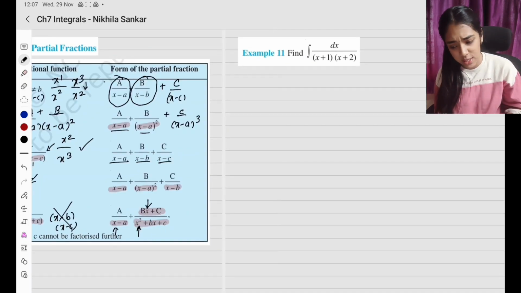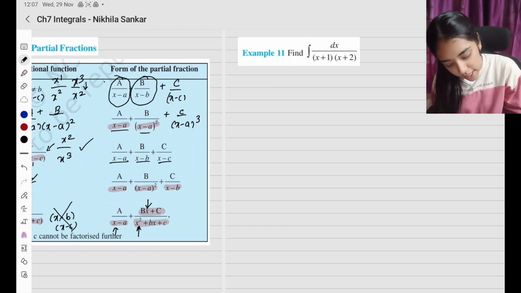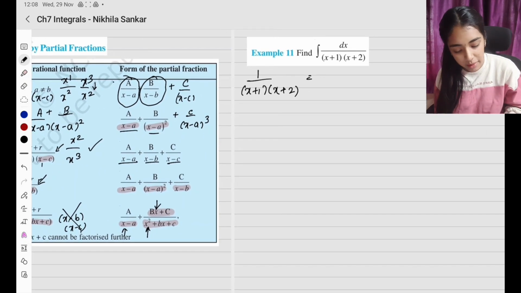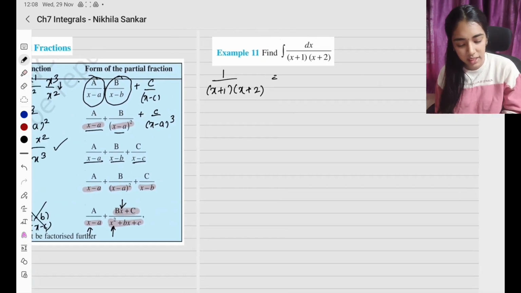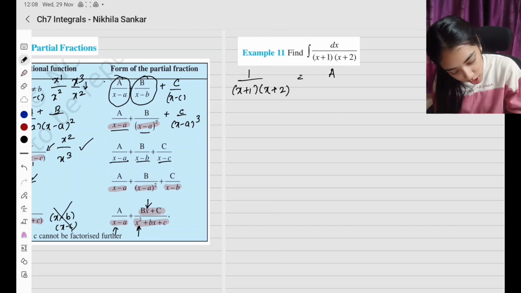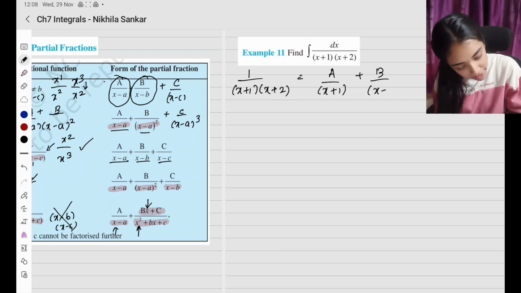Okay, so let us solve the first example. So first of all, I have what is inside the integral, 1 by x plus 1, x plus 2. இது எந்த ஃபார்ம்ல இருக்கு? First form where my numerator is simply 1. Okay, numeratorல லீனியரா இருக்கணும்னு அவசியம் கிடையாது, 1 ஆவும் இருக்கலாம், கான்ஸ்டன்ட் ஆவும் இருக்கலாம். So this I'm going to split it as, what are all my denominators? A divided by x plus 1 plus B divided by x plus 2.